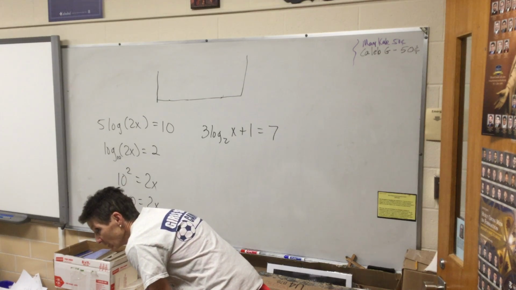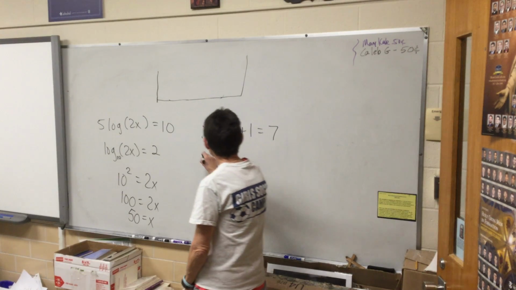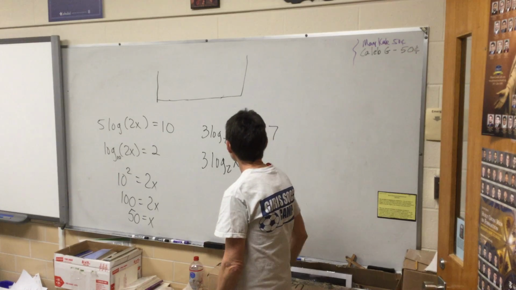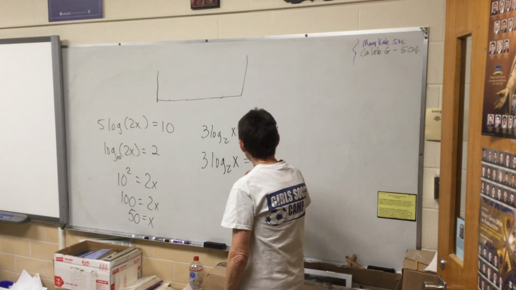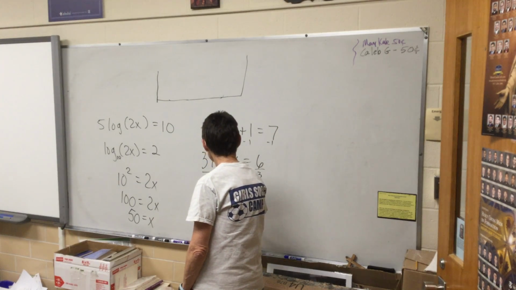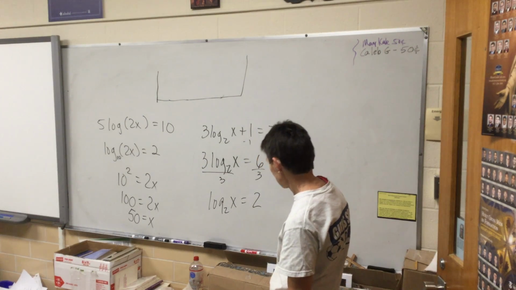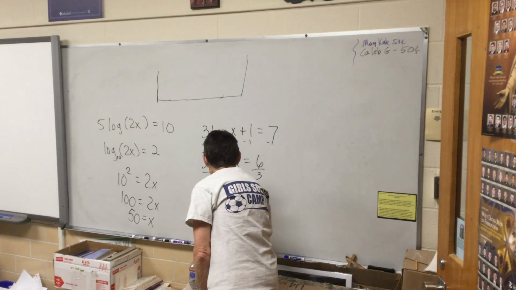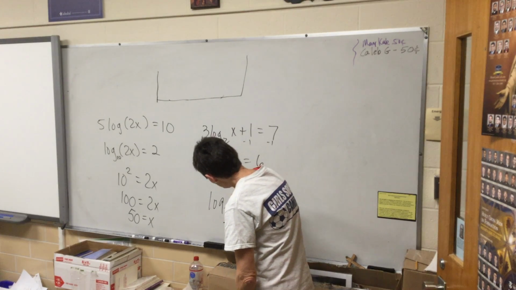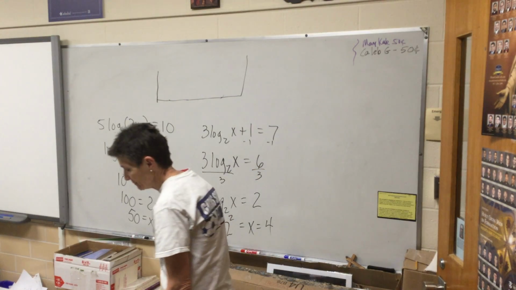I got 4. Okay, Kennedy, here we go. Okay, so first I subtracted the 1 over 27. Beautiful. And then I divided the 3 on both sides. Absolutely. And then I got log 2x equals 2. Yes. And then I loop-de-loop and got 4. 2 to the second equals x. So x is 4. Very nicely done.